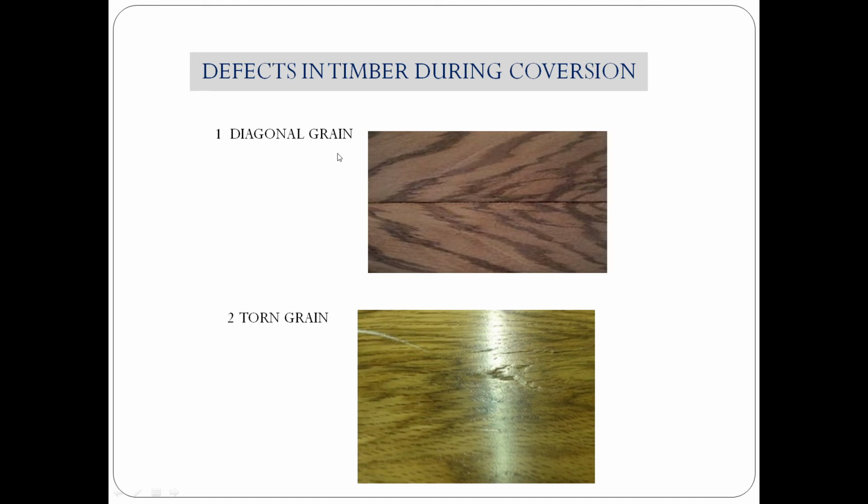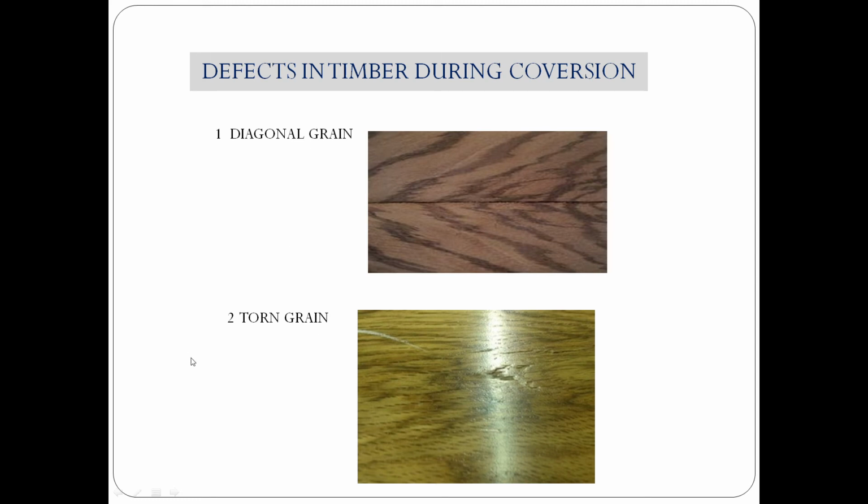Diagonal grain defect in timber. During the conversion of timber, different cutting saws are used. The cutting should be done properly. If there is any improper cutting by the saw, then diagonal grains will appear.